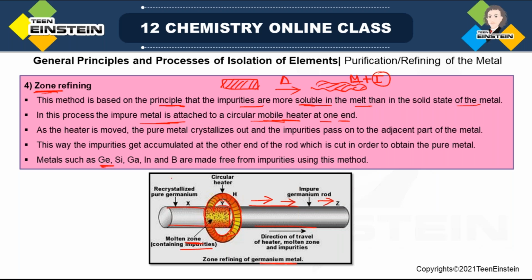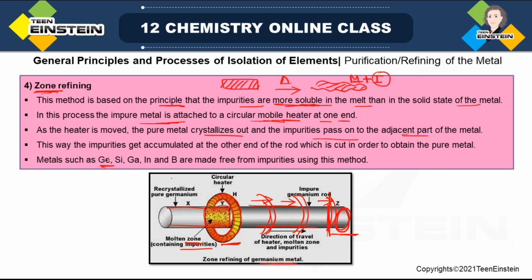So now it is in this position, next it will be in another position, then another position. In this way ultimately it will reach the right hand side extreme and all the impurities will be deposited here. Up to this part it is pure germanium, this part is impure. So we can cut this portion. As the heater is moved, pure metal crystallizes out, and impurities pass on to the adjacent part of the metal because impurities are more soluble. This is the principle based on which we are doing this process.